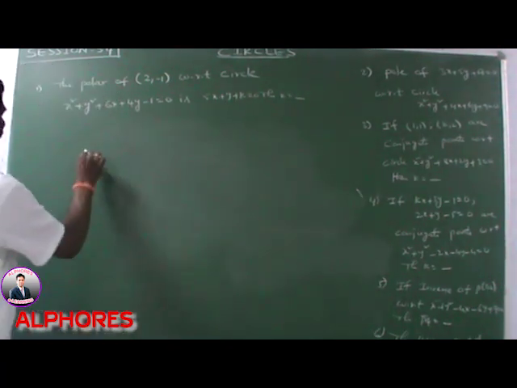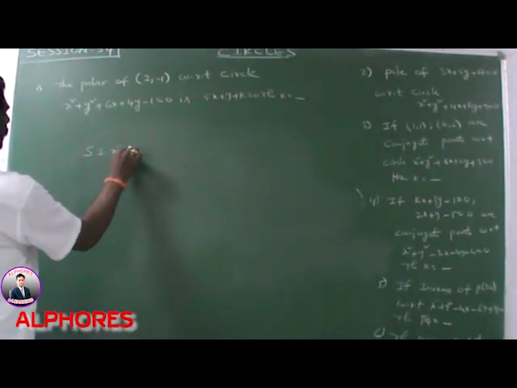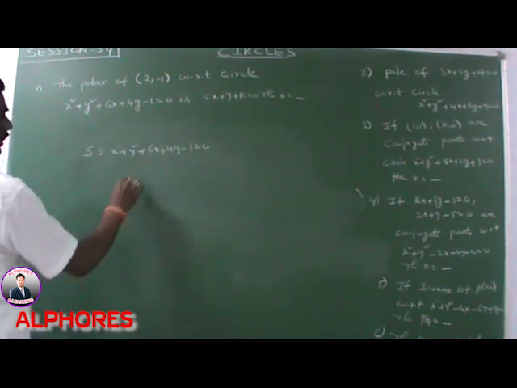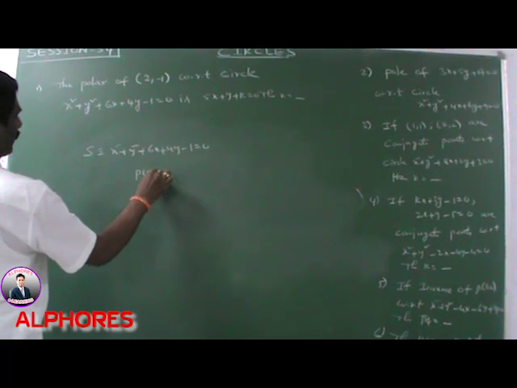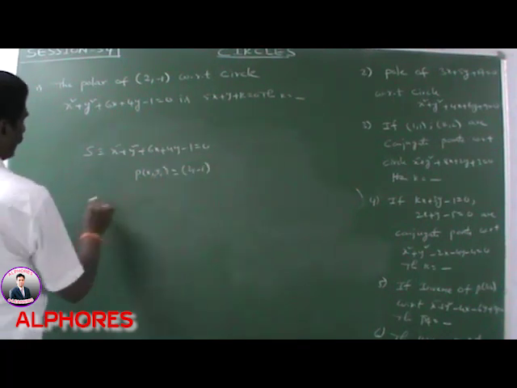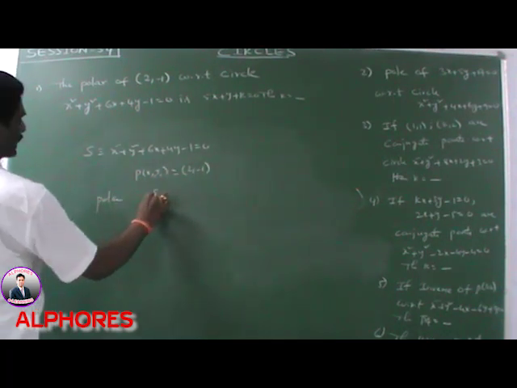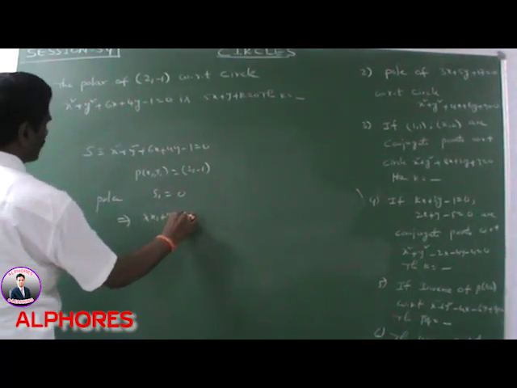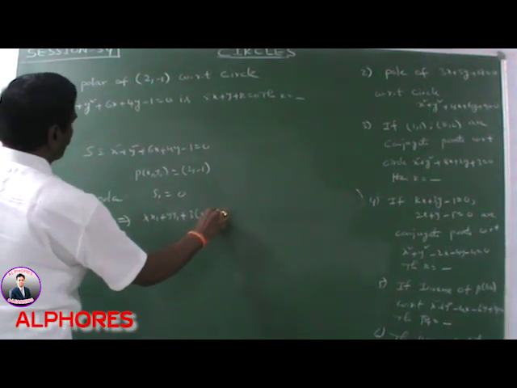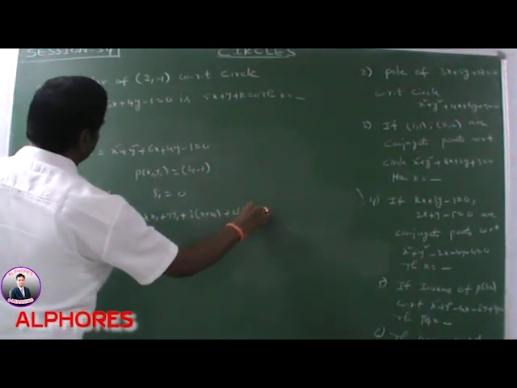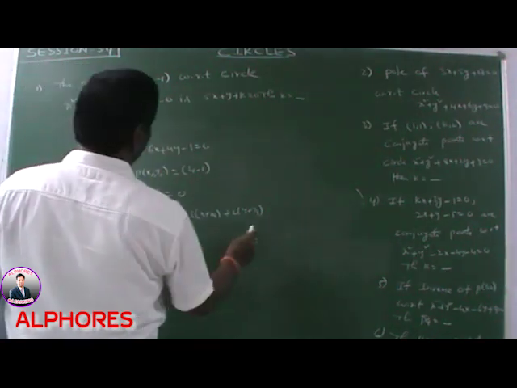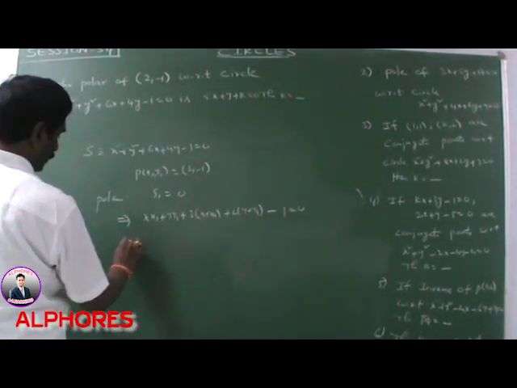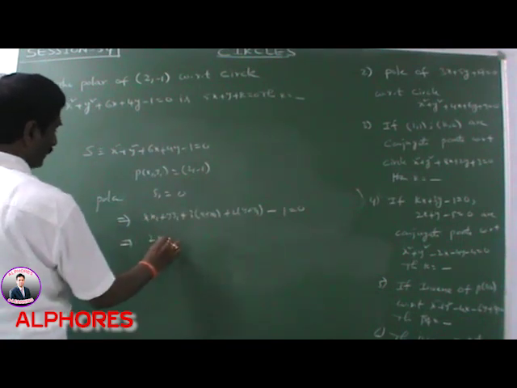Okay, here what is the circle? S is equal to x square plus y square plus 6x plus 4y minus 1 is equal to 0. P(x1, y1) is equal to (2, -1). We know that the polar equation is S1 is equal to 0. S1 means xx1 plus yy1 plus g(x plus x1) plus f(y plus y1) plus c, that is 3(x plus x1) plus 2(y plus y1) minus 1 is equal to 0. Here (x1, y1) is equal to (2, -1). Substitute this point in this equation.